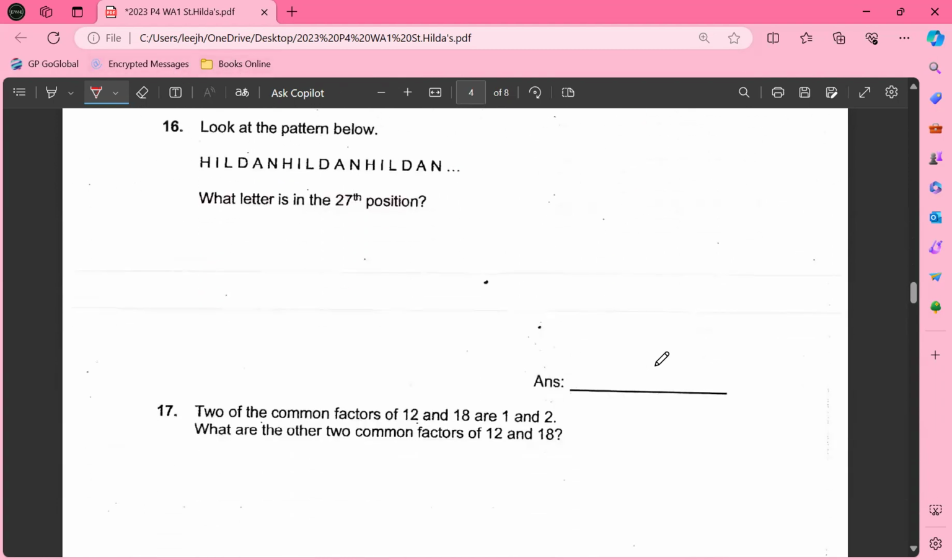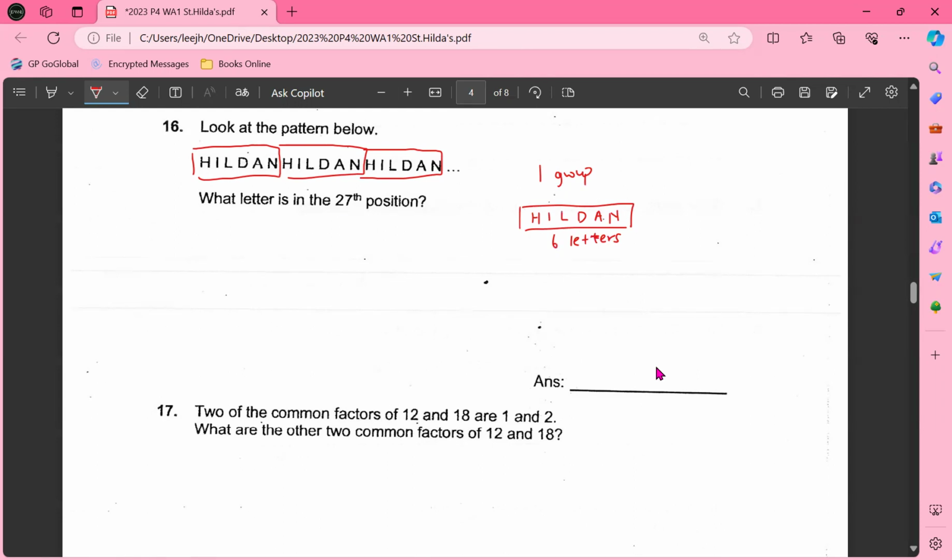Question number 16. Look at the pattern below. Okay, so you can see that it's like Hildan, Hildan, Hildan. What letter is in the 27th position? So if you look at this, actually the words are repeated. Hildan, then they repeat Hildan again, then they repeat Hildan again. So one group is actually the letters H, I, L, T, A, N. So in one group, you actually have 1, 2, 3, 4, 5, 6 letters. Then the pattern repeats again.